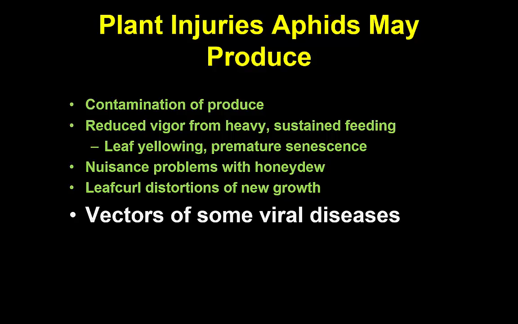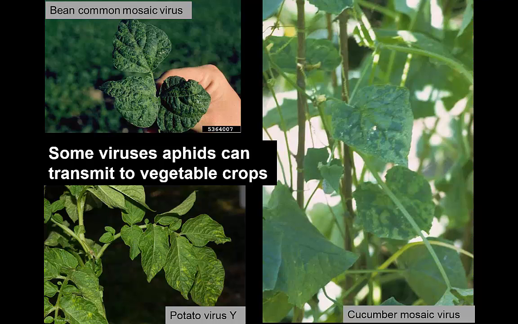Finally, I want to touch briefly on the issue of aphids as vectors of viral diseases. Some viruses can be transmitted from plant to plant by aphids. Not a lot of them. Bean common mosaic, potato virus Y, cucumber mosaic, watermelon mosaic. These are examples of some viruses that are transmitted from plant to plant. None of these are common and important in regional gardens. They are important to some growers, particularly potato seed producers, who might be worried about potato virus Y. But most of these viruses are more important elsewhere.